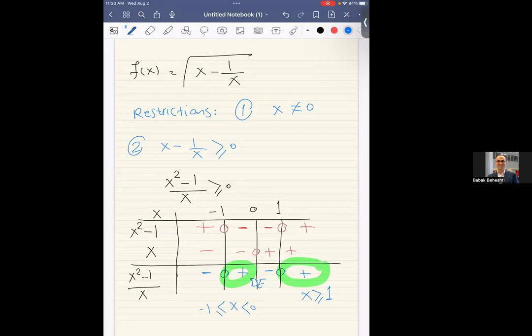So I can conclude that the domain of f, I write it at the bottom here, the domain of f is the set of all real numbers such that x is greater than or equal to -1 and less than 0, or x greater than or equal to 1.